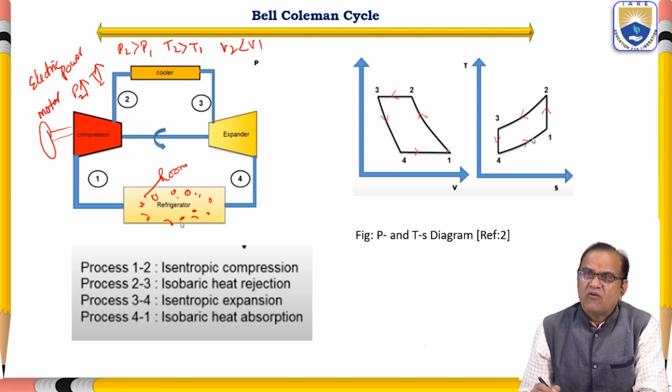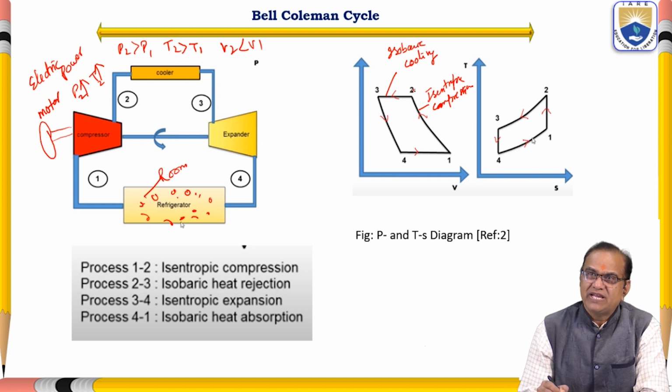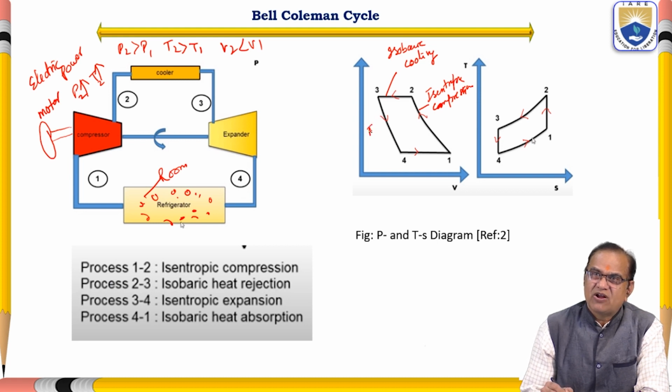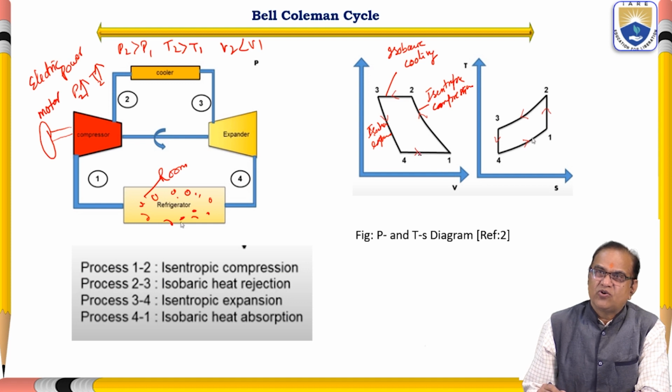So here if you see 1 and 2, this 1 to 2 is the process which is isentropic compression. And now 2 to 3 is cooling, at constant pressure, isobaric. Isobaric cooling is done. Then 3 to 4 is isentropic expansion, and now 4 to 1 is heat rejection. 4 to 1 is heat rejection at the inlet of the compressor.